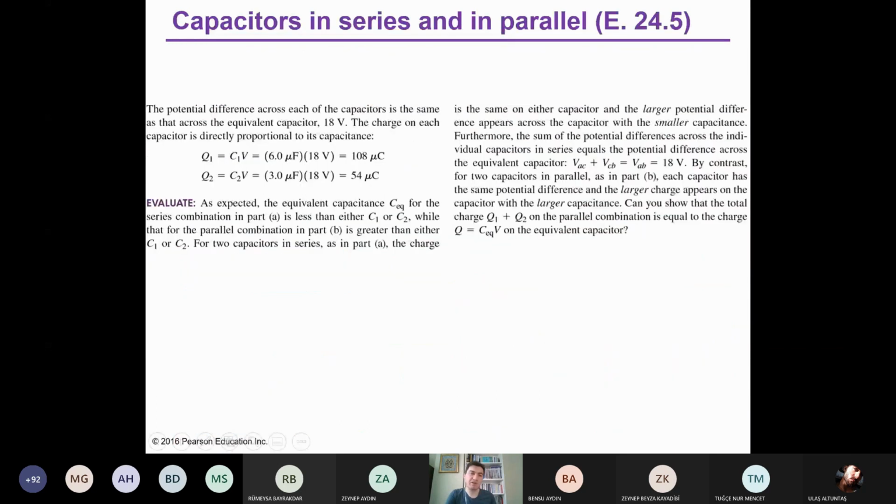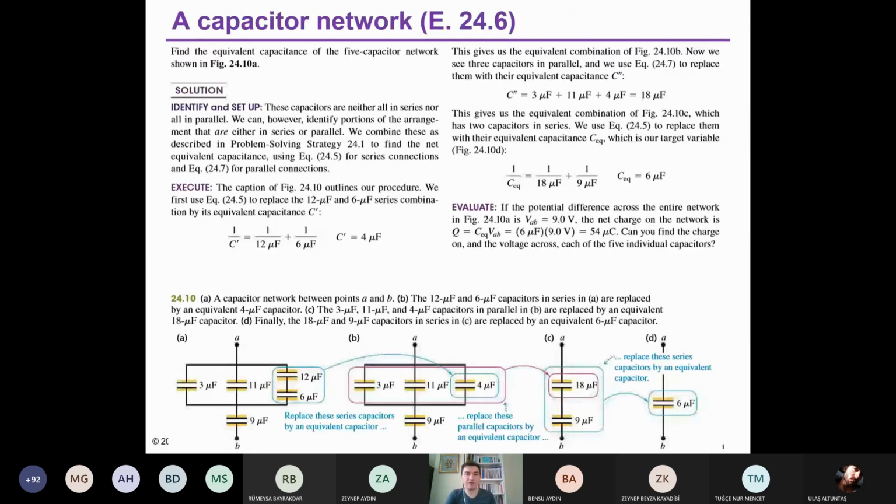Let me finish with this example, a capacitor network. Find the equivalent capacitance of the 5 capacitor network shown in this figure. Here we have one capacitor with 3 microfarad, another capacitor 11 microfarad, another capacitor 9 microfarad, another capacitor 12 here, and 6 microfarad here. So what is the final equivalent capacitance?